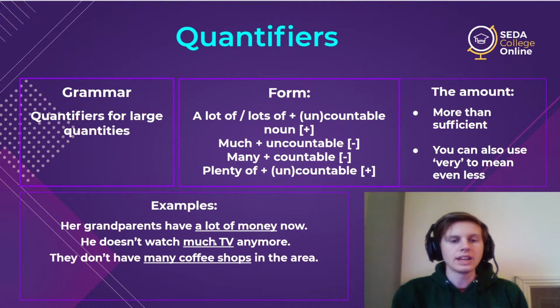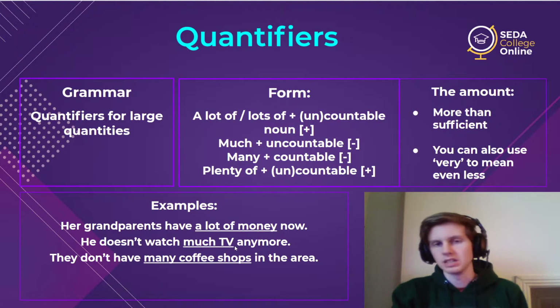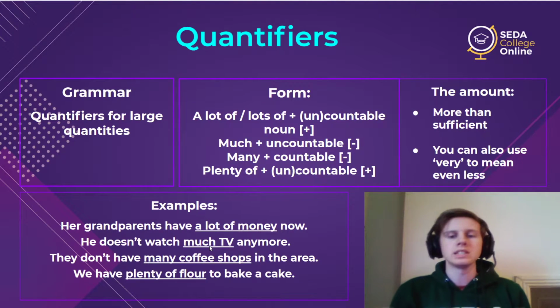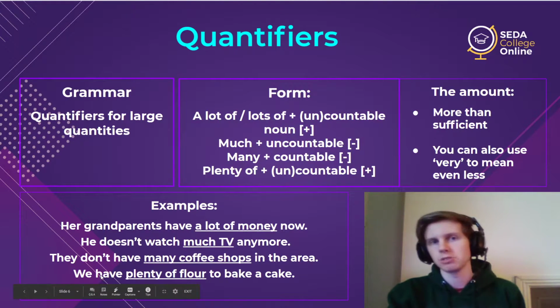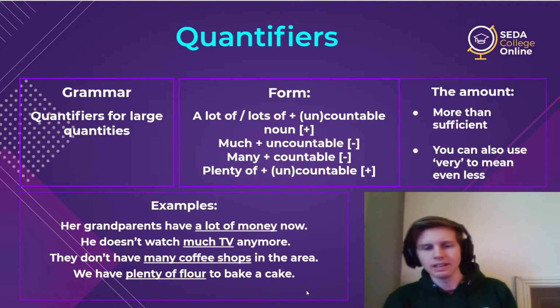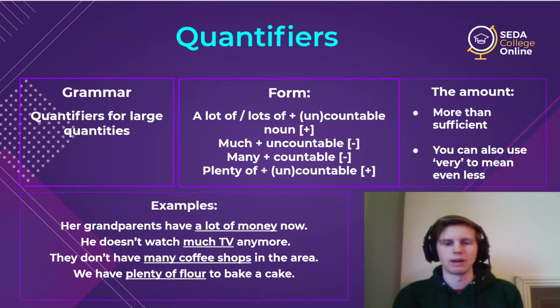They don't have many coffee shops in the area. So there we have the other one, coffee shops, countable, so we use many. Whereas TV is uncountable, so much. Or we have plenty of flour to bake a cake. So here we have a positive sentence, back to positive, and we have plenty of flour, much more than I need. I can make 1 cake, 2 cakes, 3 cakes. We have plenty of flour.